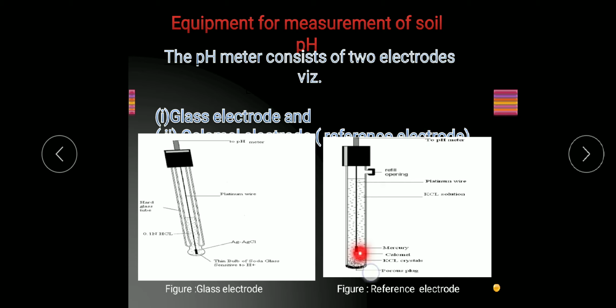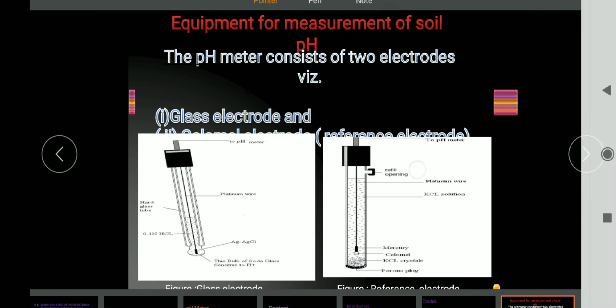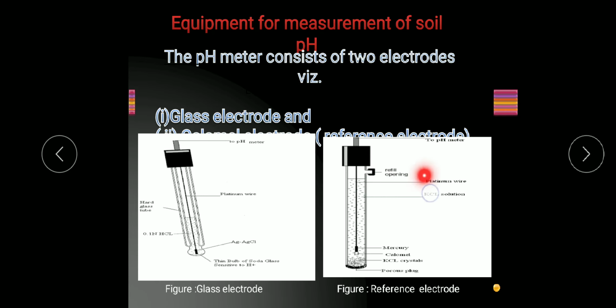And the second picture shows the reference electrode. In this reference electrode, this button is the refill opening, this is the platinum wire, this is the KCl solution, and this is the mercury. Then this is the porous plug.